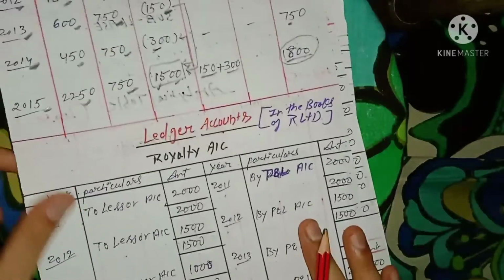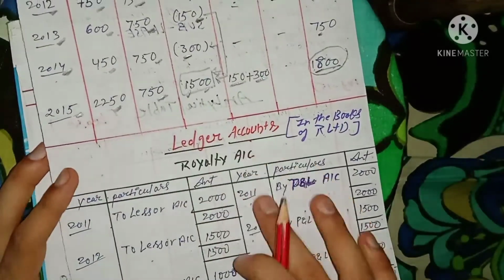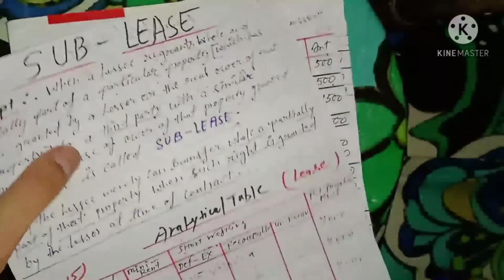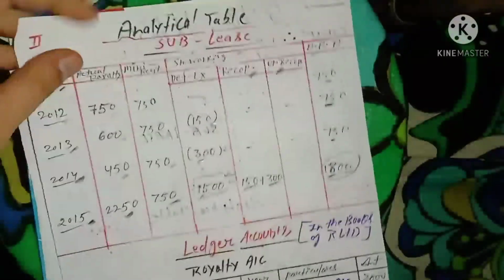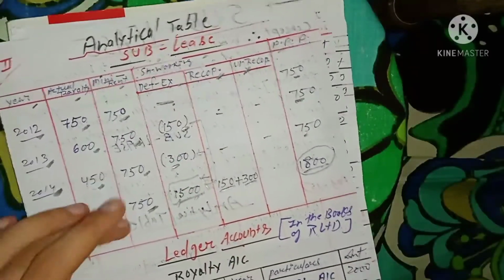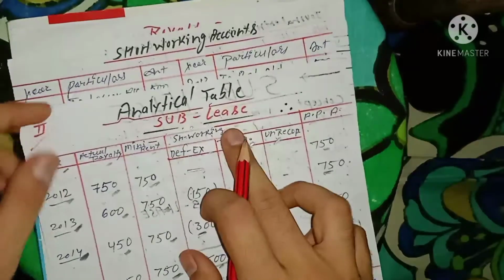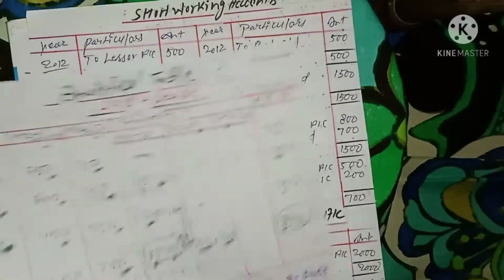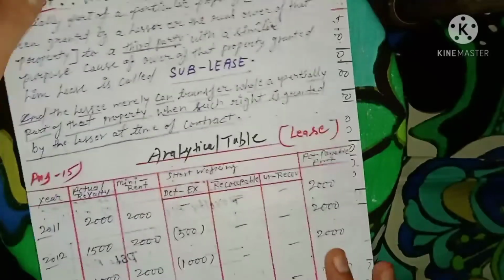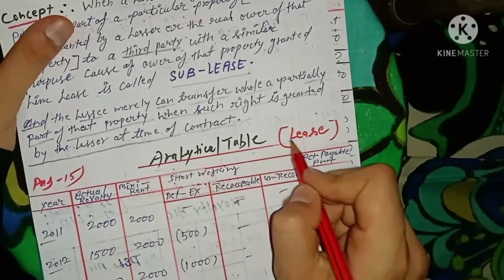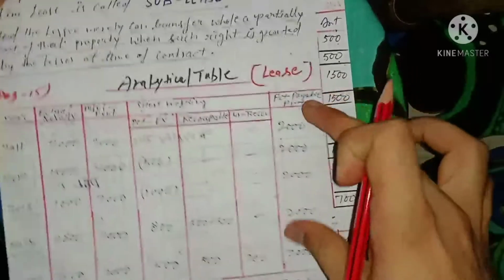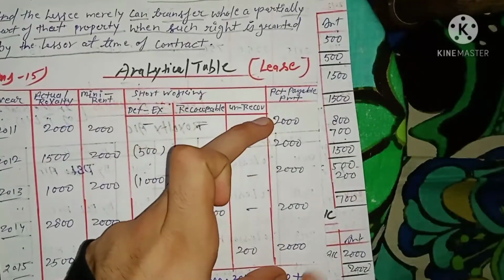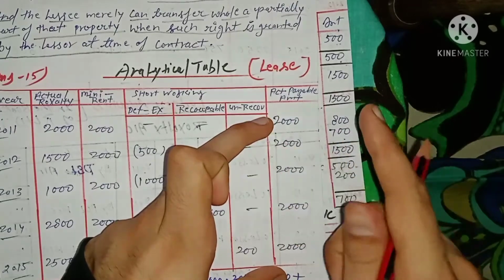So I have already told you how to prepare the lessor account. Before that, let me tell you how to prepare the lessor's lease account, the normal lease account. In order to prepare that, here you can see the analytical table. Whatever amount comes out like this, the whole amount would be payable to the actual owner of that property.